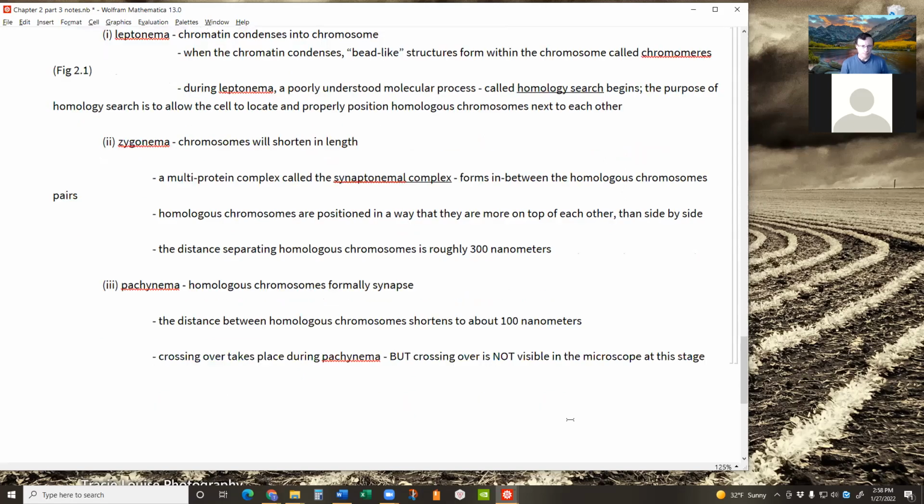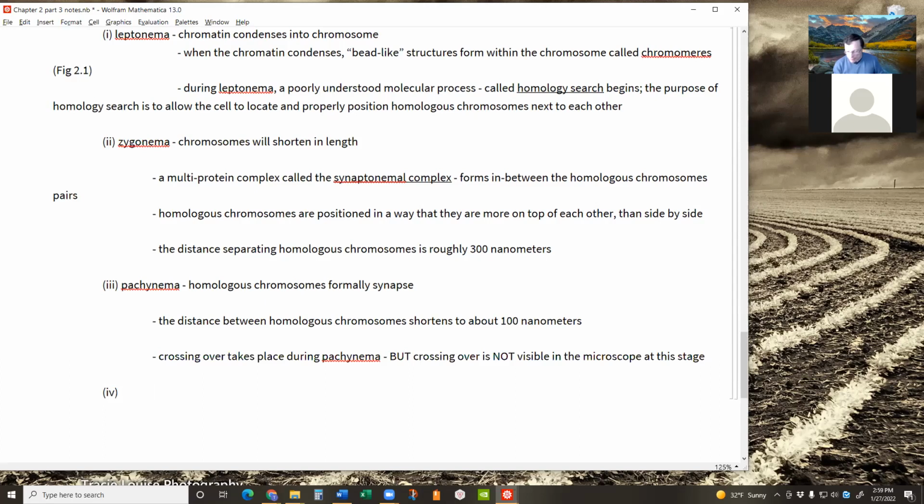So, pachynemia: the homologous chromosomes synapse, which means they get very close together, 100 nanometers distance. Crossing over happens, but you would never see that under the microscope. The realization that crossing over happened in pachynemia had to be figured out by other laboratory processes, not using microscopes, but by using radioactive tags to see where the radioactivity is moving. That's the only way we know this. So let's continue.